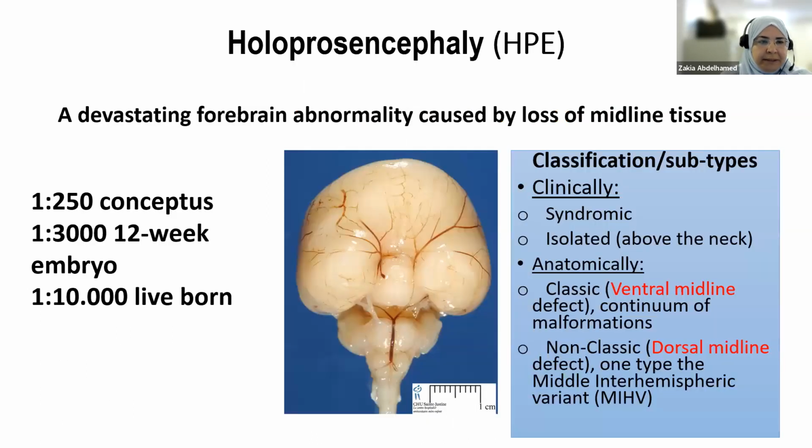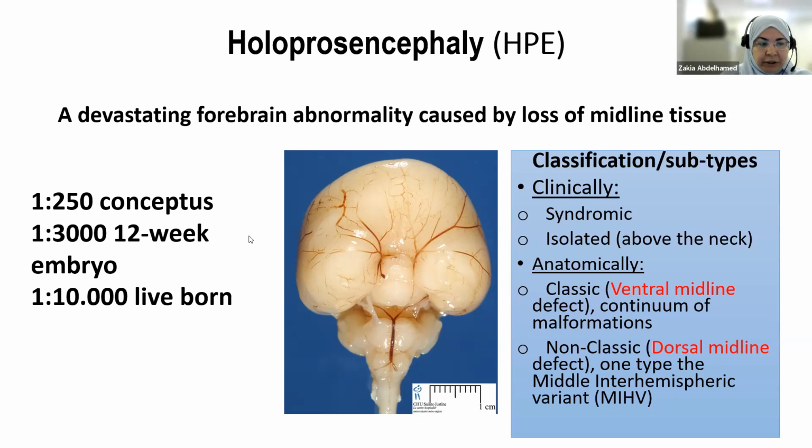And what's holoprosencephaly? Holoprosencephaly is a devastating forebrain abnormality caused by loss of midline tissue, either in the dorsal side or the ventral side of the forebrain. So in holoprosencephaly, the patient normally fails to develop the dorsal midline or the ventral midline or both. And it is actually a very common condition.